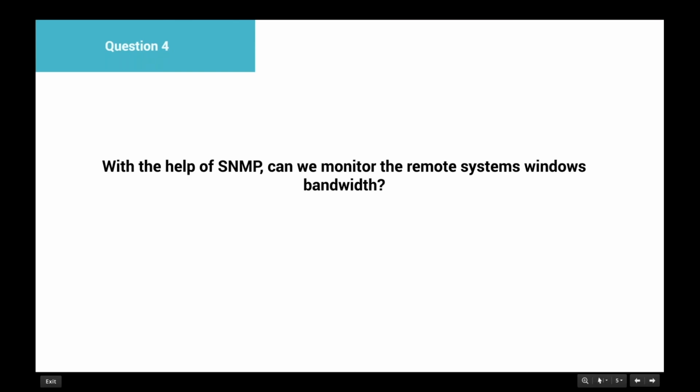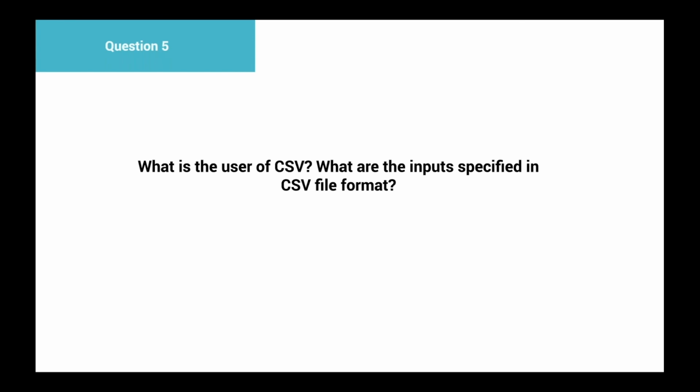And the next question is, with the help of SNMP, can we monitor the remote system's Windows bandwidth? Yes, of course. SNMP, as you might know, is UDP port based communication, so we use UDP port 161. You just need to ensure that the port communication is open for the devices to communicate with the OpManager server. With respect to Windows system bandwidth, it is the interfaces that are discovered along with the devices during the discovery process. With that, you will also be able to identify the in and out traffic, the interface bandwidth, as well as the packet errors and discards in your network.